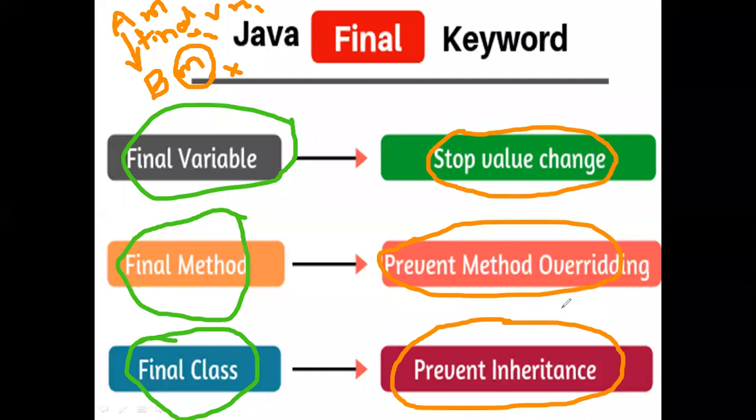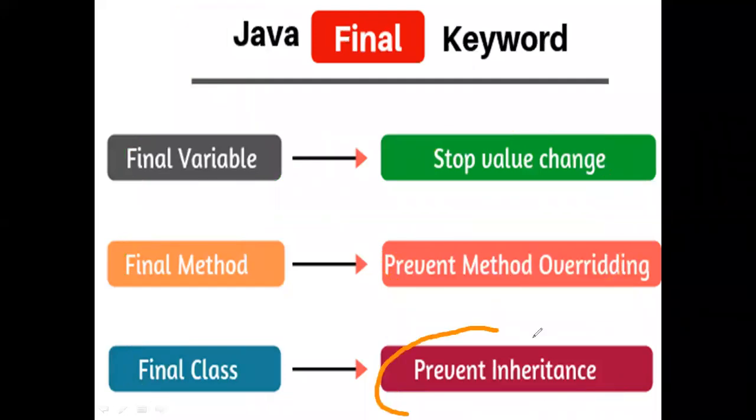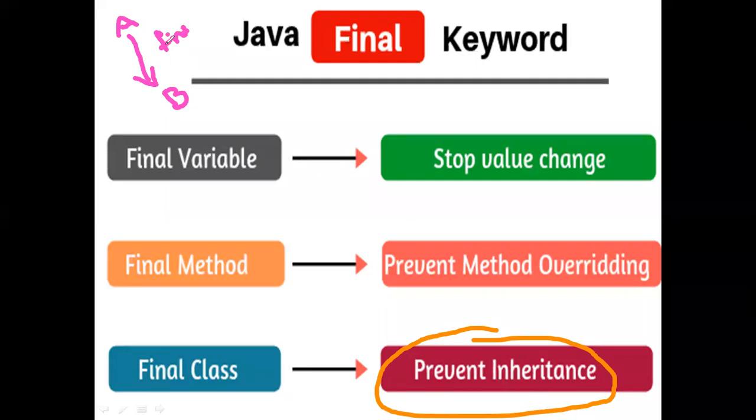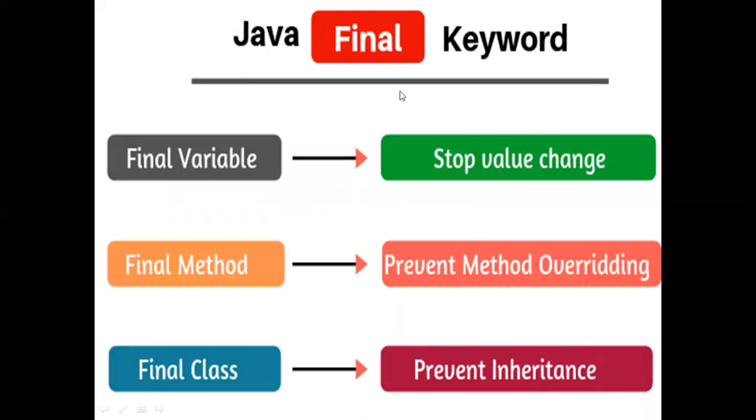Similarly, when we use the final keyword before a class, we can prevent inheritance. There is a class A and one more class B, and B extends A, that is, B is inherited from A. While declaring the class, when I write final class A, and then try to write B extends A, I am going to get a compile time error, because class A is already declared as final, which means no one can inherit class A.